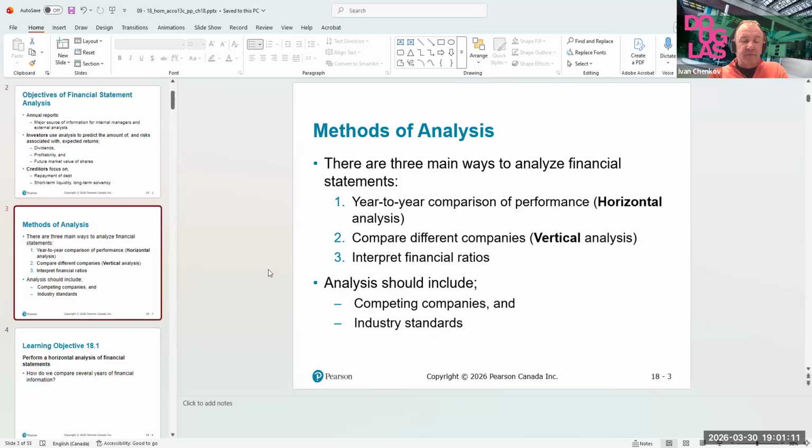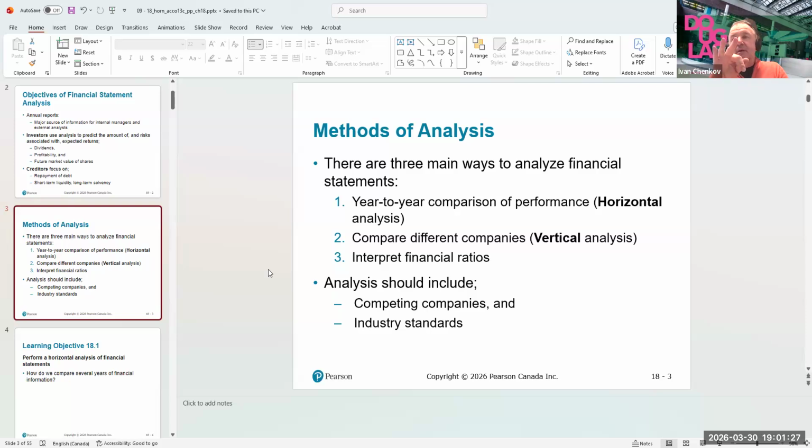So what is the method of analysis? We have three. Those people have to make a decision. Which company should they invest in? Should they buy shares, or should they become a creditor of the company? And then you're going to use the financial statements to evaluate the company's performance.